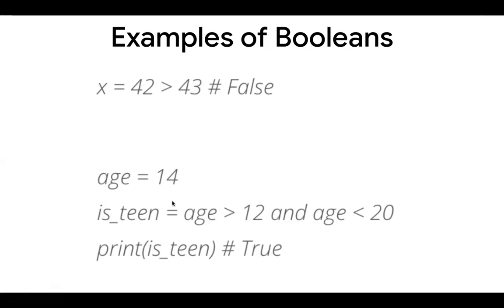It evaluates two expressions. Age is bigger than 12 and age is less than 20. Because we have the AND logical operator, both these expressions must be true. So 14 is more than 12 and is less than 20. Then when we print this variable, the answer will be true. So we will have the word true in the output.